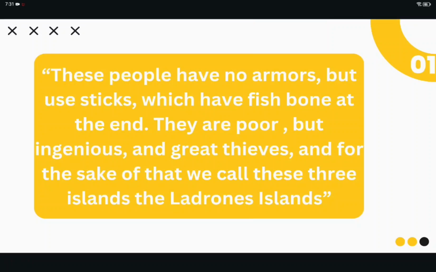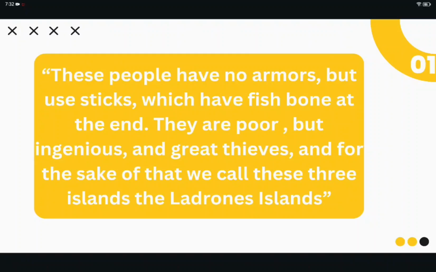Okay, and I just picked five parts of that particular primary source. This one is the first one. Okay, let me read it first. These people have no armors but use sticks, which have fishbone at the end. They are poor, but ingenious and great thieves. And for that sake, we will call these three islands the Ladrones Island. Okay, this is not yet in the Philippines. Ladrones Island, present-time Marianas Island. So still near the Philippines, but not yet in the Philippines.